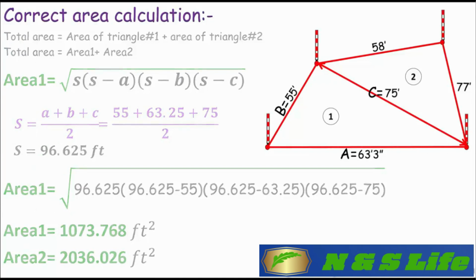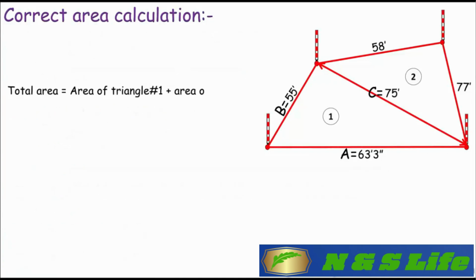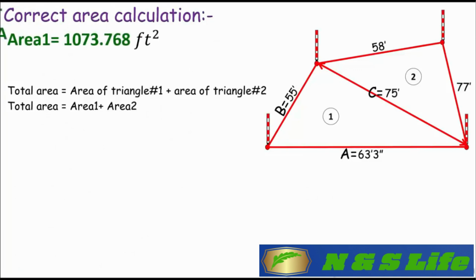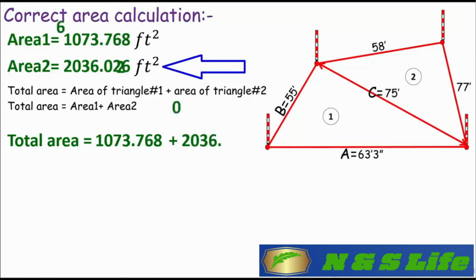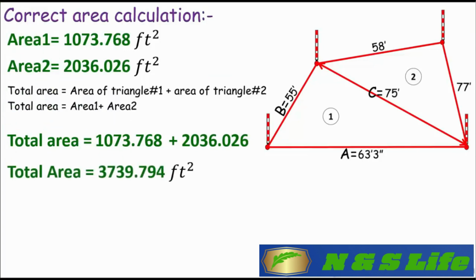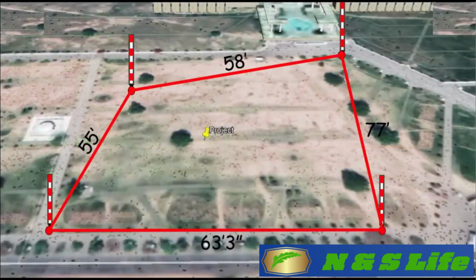2036.026 square feet. And finally, let's add the area of both triangles to get the total area of the property. So the total area must be the area of the first triangle plus the area of the second triangle. Our total area equals 1703.768 plus 2036.026, which is of course the total area equals 3739.794 square feet.